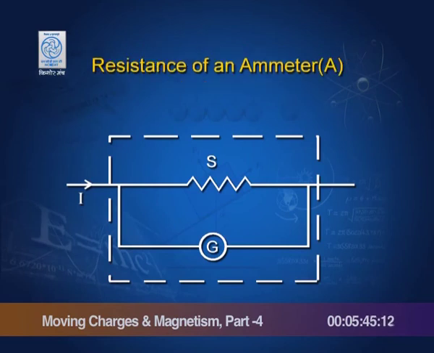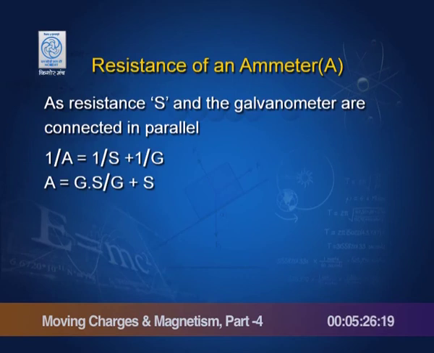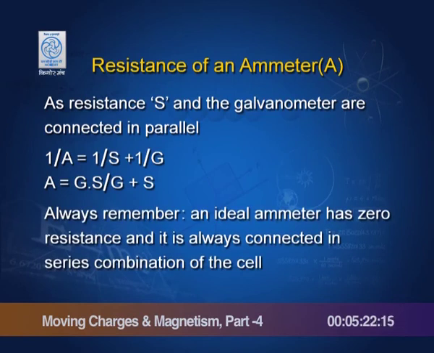Resistance of an ammeter. As the resistance S and the resistance of the galvanometer are in parallel to each other, using the relation for a parallel combination of resistors, we get 1 upon A equals 1 upon S plus 1 upon G. That means A equals G times S divided by (G plus S). Always remember, an ideal ammeter has 0 resistance and it is always connected in series with the cell.